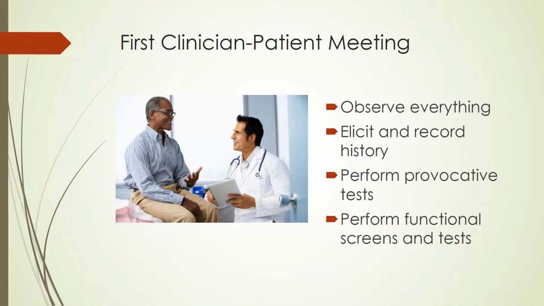In your first clinician-patient meeting, you need to make sure that you observe everything: the way they walk, the way they sit down, how they hold themselves, do they have bad posture, their mood, do they seem depressed, are they really happy, things like that. You need to also make sure you get a really good history out of them: previous surgeries, past injuries, previous physical therapy, other medical conditions that they might have, in order to get a good picture of the whole patient. You also need to perform functional screens and tests to determine where the pain is coming from and what the potential diagnosis might be.